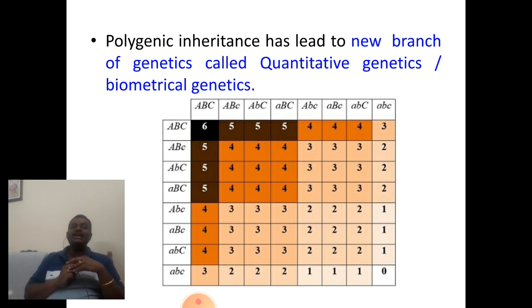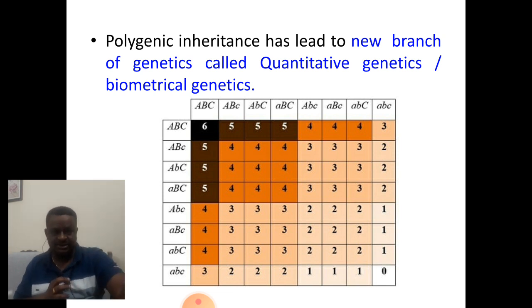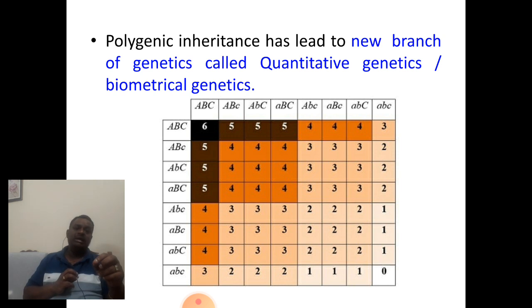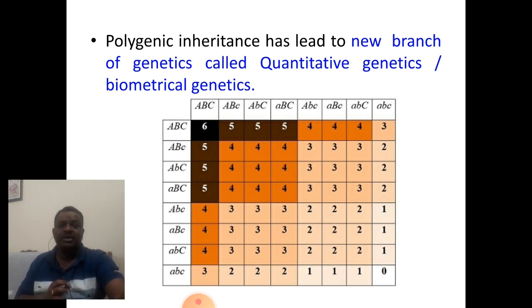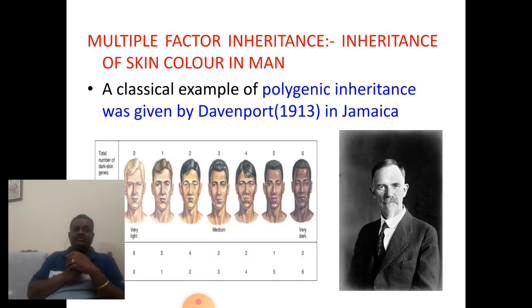Polygenic inheritance leads to a newer branch in genetics called quantitative genetics or biometrical genetics, which refers to the measurement of values. As the number increases, the character keeps changing. So that's the specialty related to polygenic inheritance. With this we are completing the characteristic features related to polygenic inheritance.